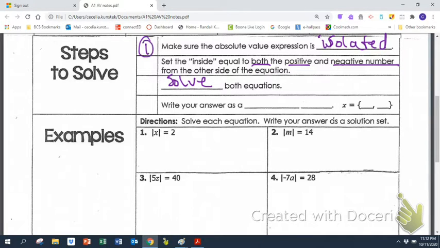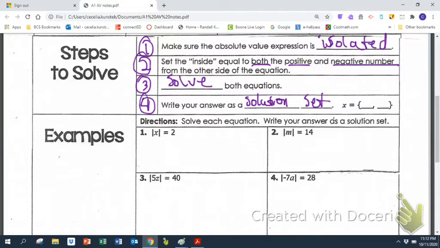So first, this is our step 1. We're going to make sure that the absolute value expression is isolated. Number 2, we're going to set the inside equal to both the positive and the negative number from the other side of the equation. Then we're going to solve both equations, and then we're going to write our answers as a solution set.